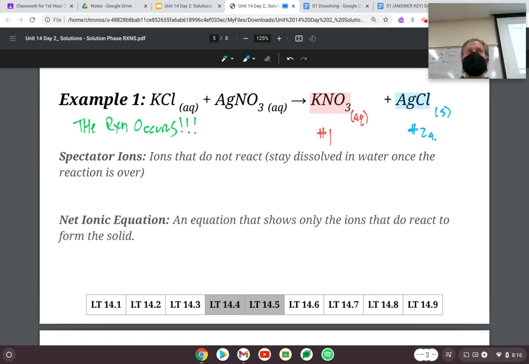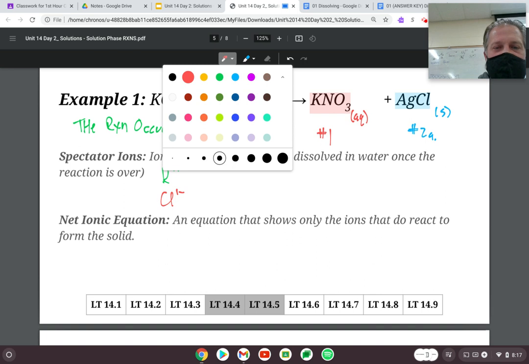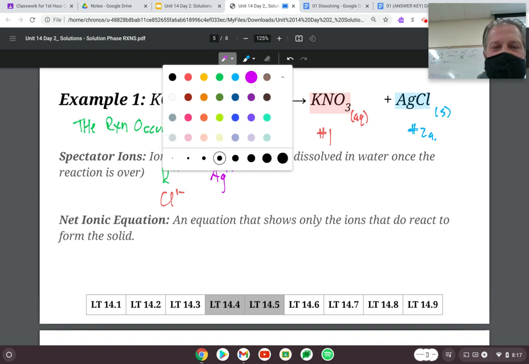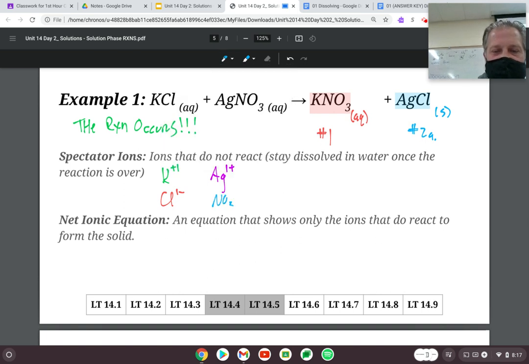So if he's spectating, he is a spectator ion. So he's necessary for the reaction to occur, but doesn't actually do anything. So in this reaction, the ions that are present, and I'm going to list them all real quick, I have K, which is a +1. I have Cl, which is a -1. I have silver, which is a +1. And I have nitrate, which is a -1. Okay?